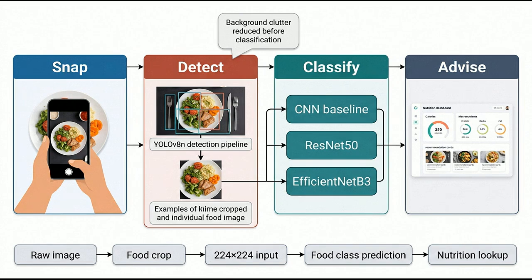Third, the classifier predicts one of the 17 food categories. In Milestone 2, I tested 3 classification approaches: a custom CNN baseline, ResNet 50, and EfficientNet B3. Finally, in a production system, the food class would be linked to a nutrition database, allowing the product to return calories, macros, and recommendations. The pipeline is modular, which means each component can be improved independently.